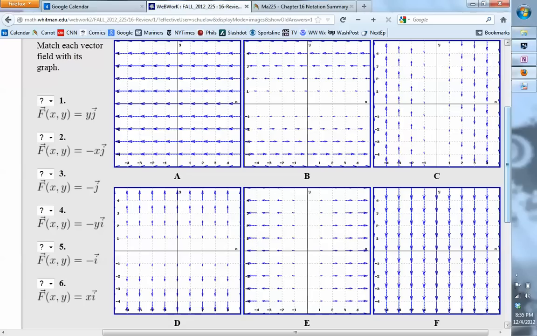One more. Let's do, I don't know, this guy, 4. So that one has only i components. So that's got to be A, B, or E. When y is positive, this thing points in the negative i direction. So y is positive when it's above the x-axis. And when y is negative, this thing points in the positive i direction. What do you think? B? Yeah. Okay. Next.